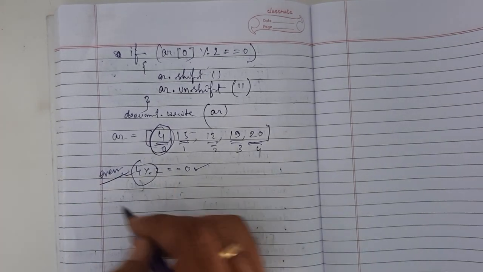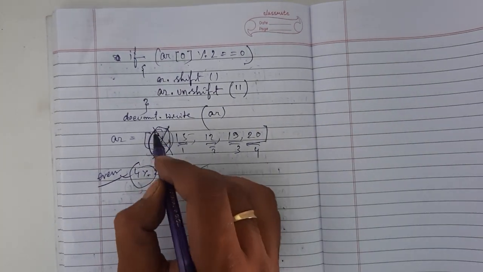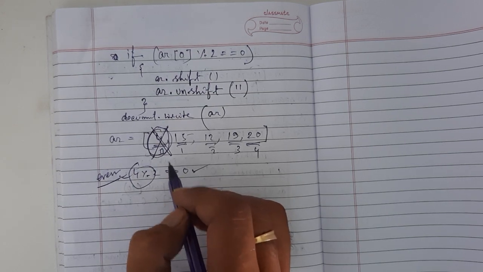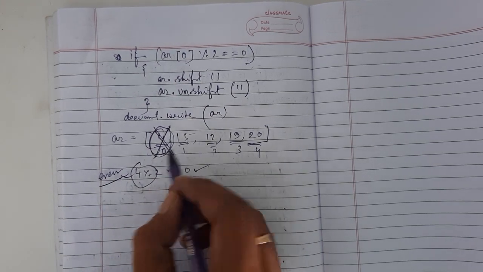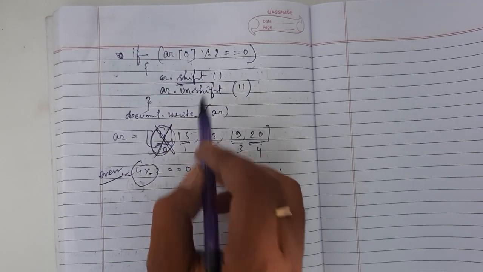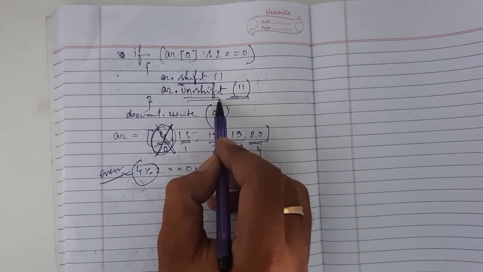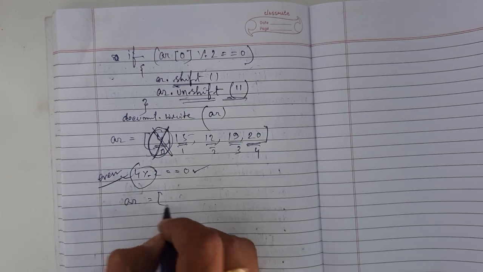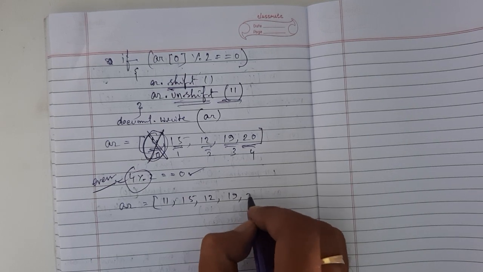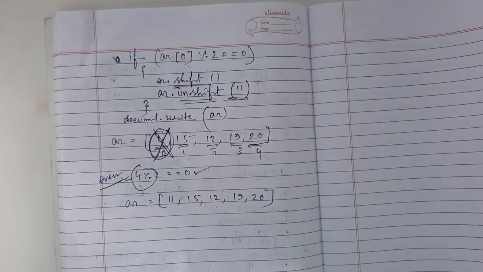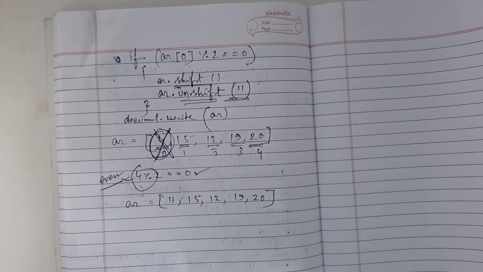So if it is an even number, what we have to do is first remove the 4, and in place of 4 we have to place 11. So simply it will be removed by the shift method, and then 11 will be added to it by using the unshift method. So the final array will be like this: 11, 15, 12, 19 and 20. This is basically the structure or uses of the shift and unshift methods.